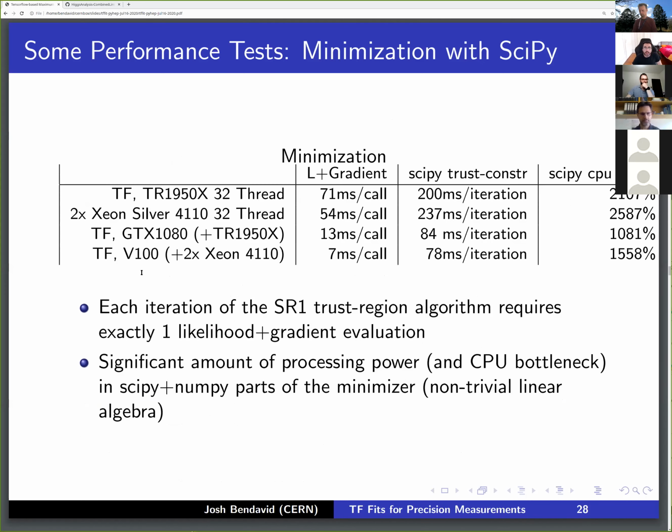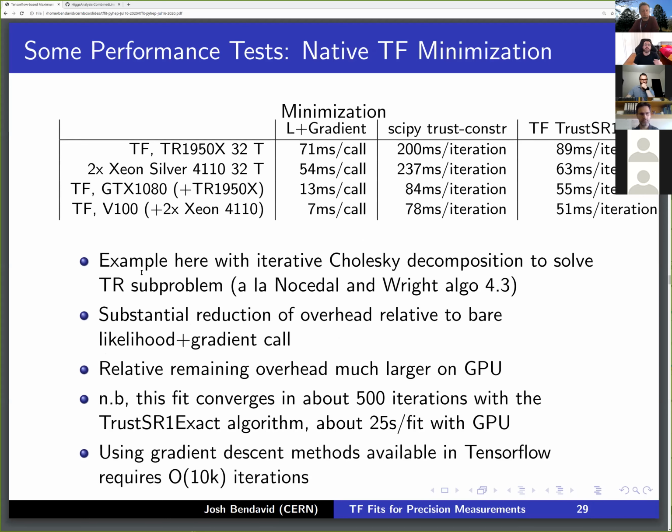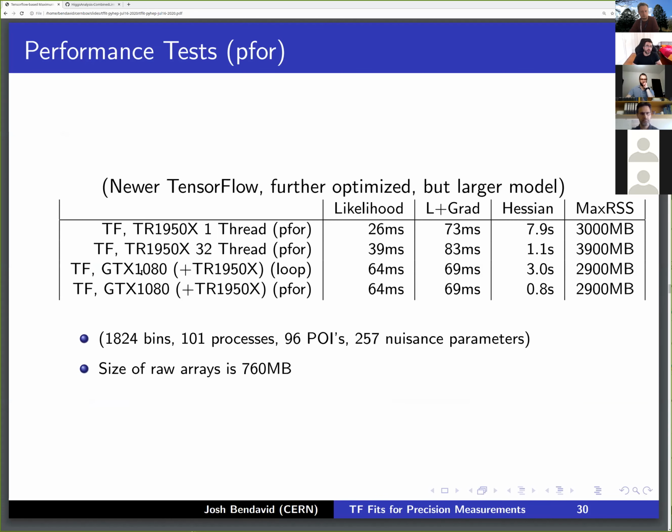Now, on the other hand, if you do this with the actual minimization, then you have quite some overhead because the SciPy minimizers do a lot of operations in NumPy, which then runs on the CPU. This was the motivation to implement these native TF minimizers. Then you can see the amount of overhead is reduced, let's say. But it's still not perfect, and there's still work going on.